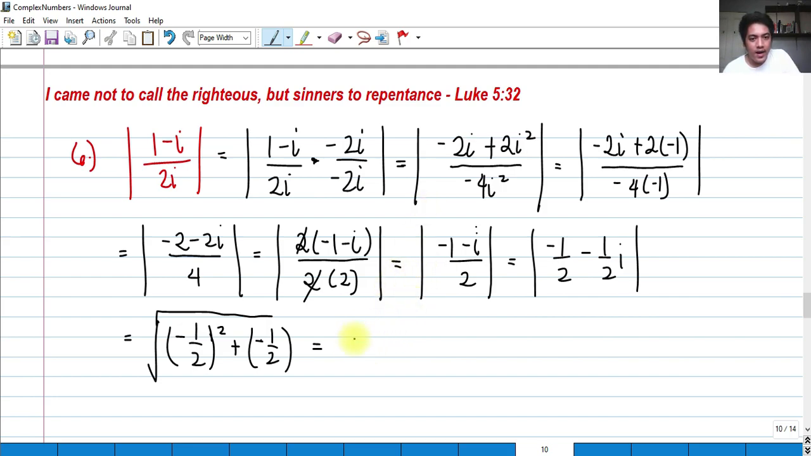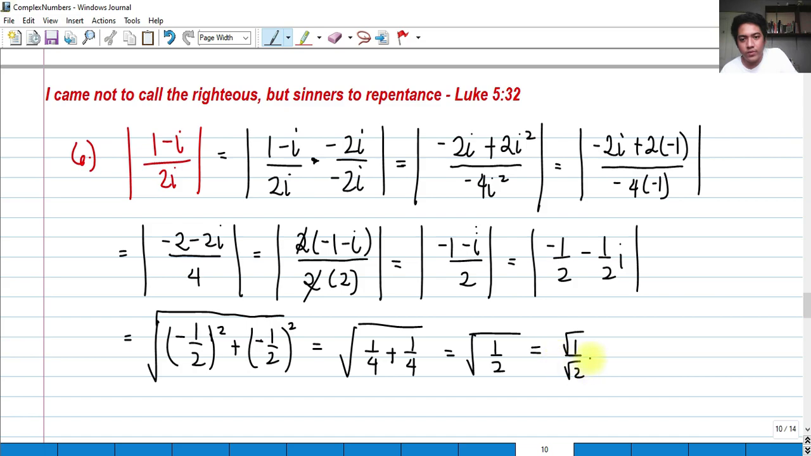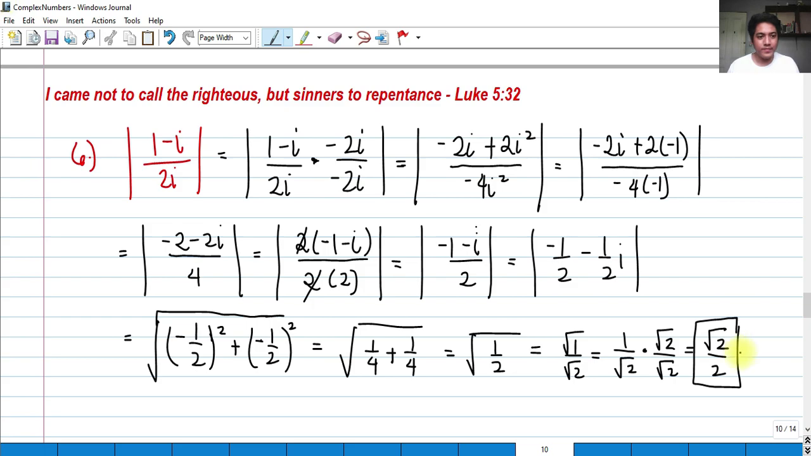That is square root of, of course, this is squared, we have 1/4 plus 1/4. Okay, and then we have square root of 2 over 4, that's 1/2. And we know that this is equivalent to square root of 1 over square root of 2. And we know that square root of 1 is simply 1 over square root of 2. And we want to rationalize the denominator by multiplying it by square root of 2. So we have square root of 2 over 2. So this must be our answer for this problem. Okay?